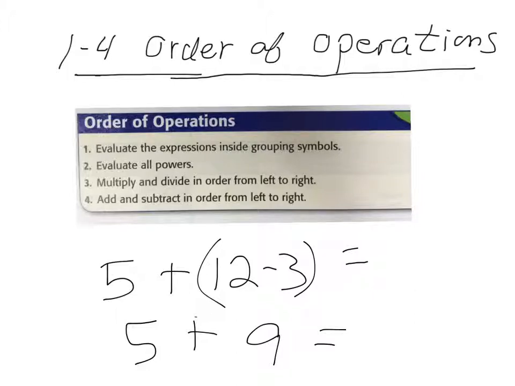Next, we need to evaluate all powers. So I look right back up here. Are there any powers in this situation? No. Then we need to multiply and divide in order from left to right. That's the third step we need to do. Then our fourth step is add and subtract in order from left to right. So in this case, there's no multiplication, there's no powers, and there's also no adding and subtracting inside the grouping symbols because we got rid of them right up here. So now what we need to do, go ahead and add and subtract from left to right. So ladies and gentlemen, we have 5 plus 9. 5 plus 9 is 14.